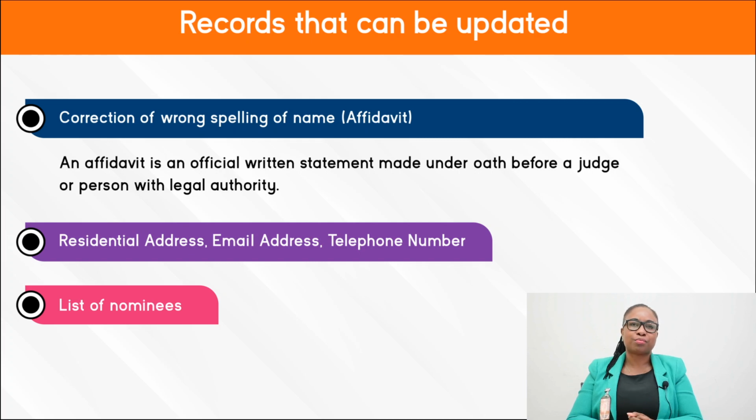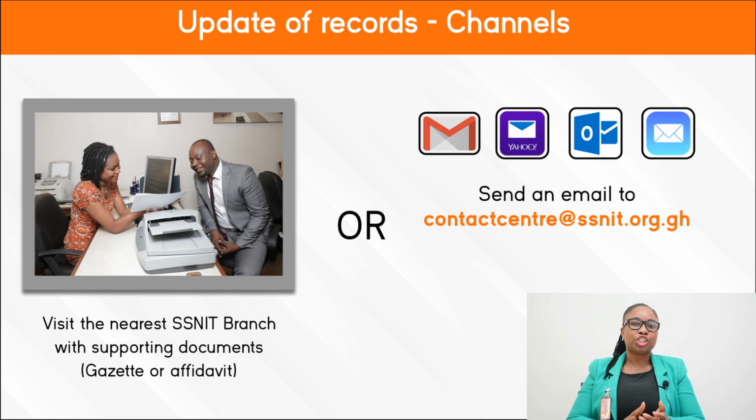All the above, as mentioned, can be done at the nearest SSNIT office, especially change of name completely or addition of name and change or update of dependents. These can only be done at the SSNIT office with supporting documents. However, if you wish to update your residential address, email address and telephone number and do not have the time to visit the nearest SSNIT office, you can send an email to contact@snit.org.gh and your changes will be effected.